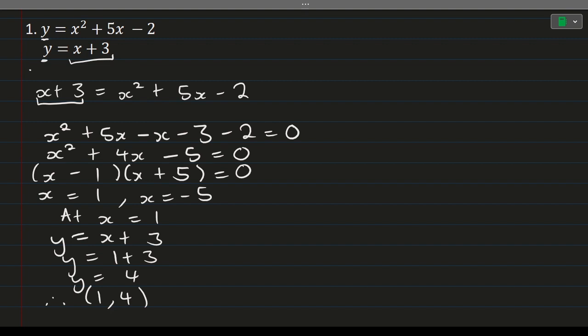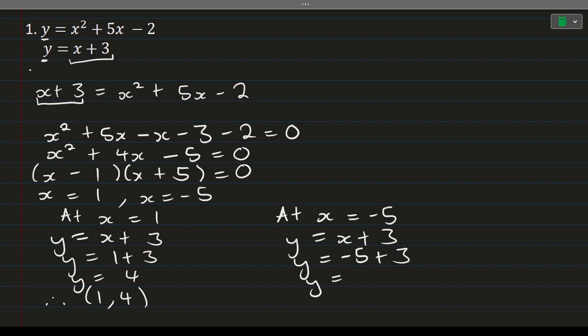Now let's evaluate the y coordinate at x is equal to negative 5. Again, we'll use the linear equation y equals x plus 3. Substitute x with negative 5, and this becomes y is equal to negative 2. So here the coordinates are negative 5, negative 2, and this is the final answer.